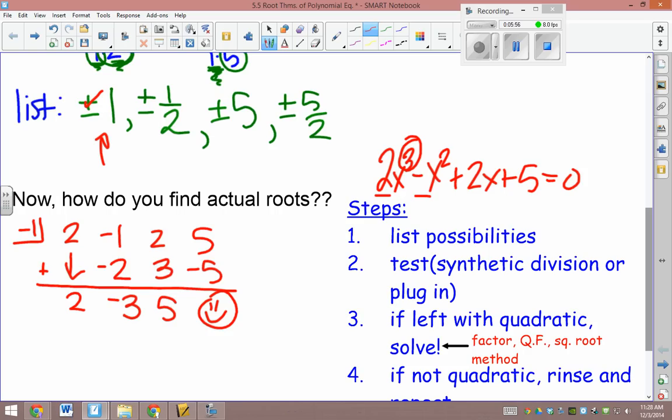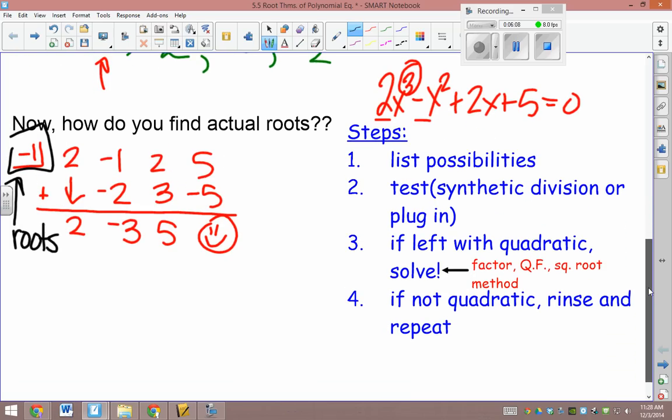Okay, so what that means is negative 1 is one of the roots. It's one of our solutions of our equations. And technically, since you did synthetic division, you have just now factored out that root. So if you look at what we're left with here, we're left with a polynomial, and it's got to have 1 degree less than what we started with. So technically, we have a quadratic, 2x squared minus 3x plus 5 equal to 0.